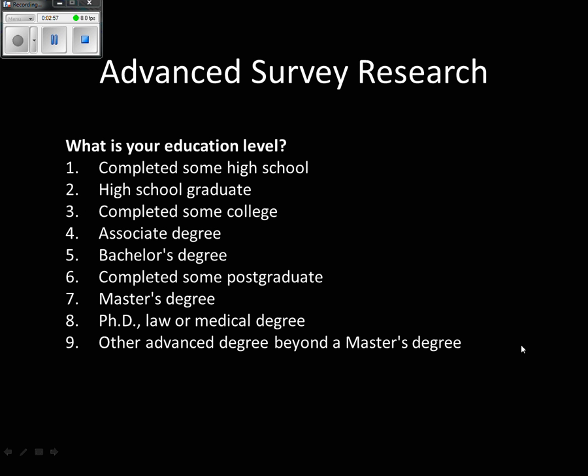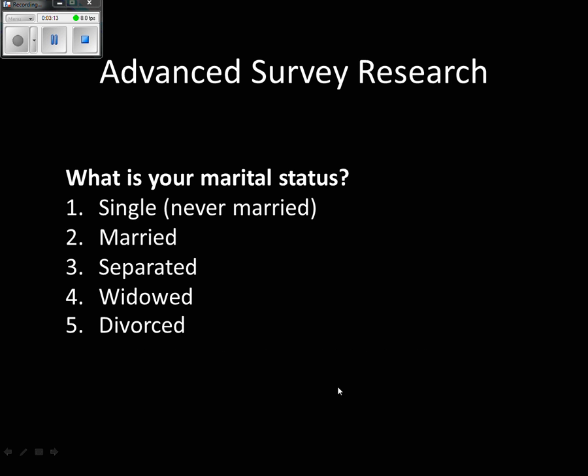The level of education certainly influences our behaviors, and it is another easy identifier to include in one's survey. As well as one's marital status. Single people often behave differently than married people do. And so there's another easy identifier for our surveys.